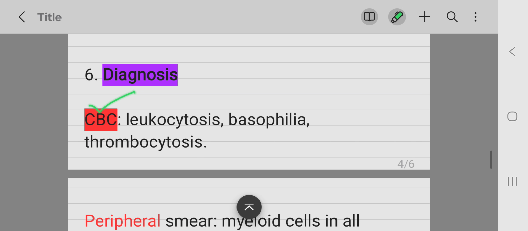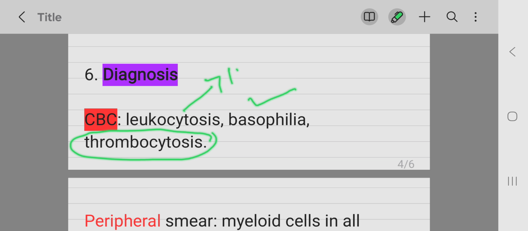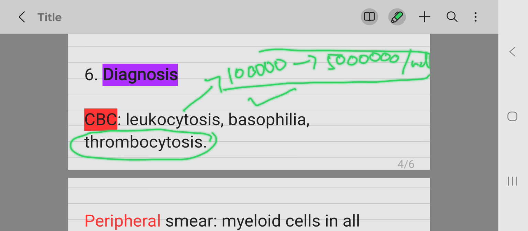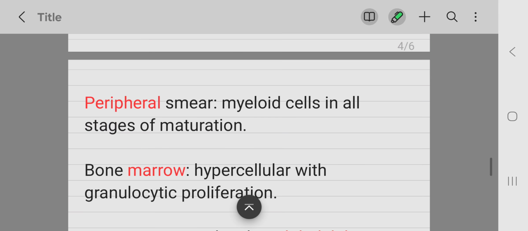Diagnosis: CBC. On CBC, you will see leukocytosis, basophilia, and thrombocytosis, and WBC counts may be more than 1 lakh, up to 5 lakh per microliter. So a lot of increase in the number of WBCs.